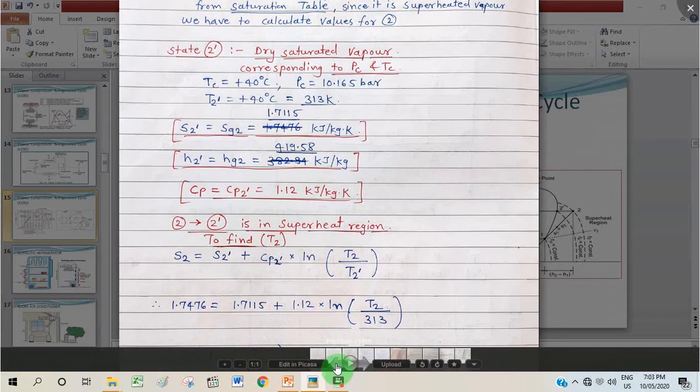Now there is a relation between 2 and 2 dash for the entropy in the superheated region.